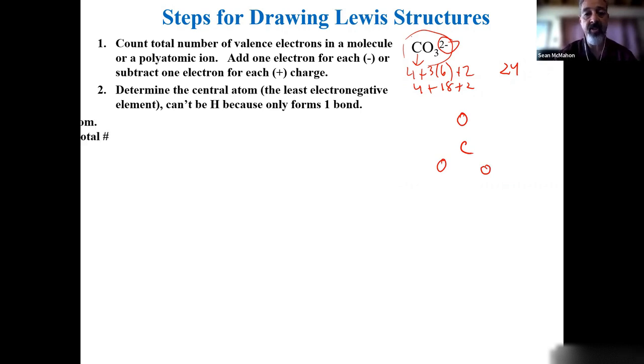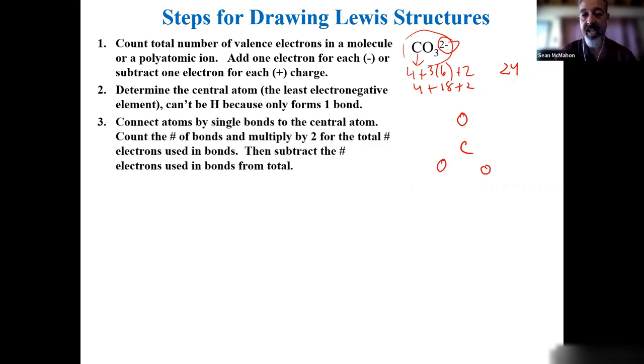So now that I've determined my central atom, I need to connect it to the outer atoms with single bonds, and I have to subtract the number of electrons used in those single bonds. 3 bonds, 2 electrons in each bond. 3 times 2 is 6. I subtract 6. I have 18 valence electrons.